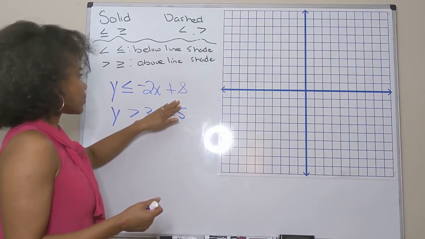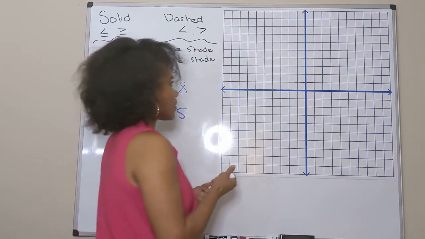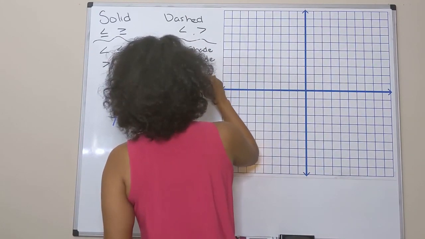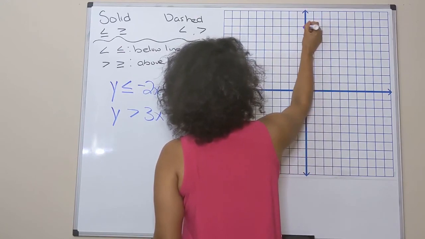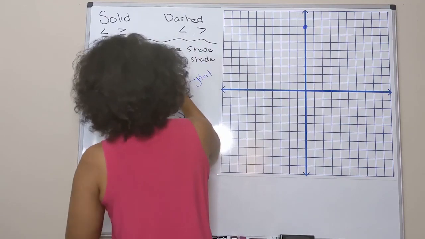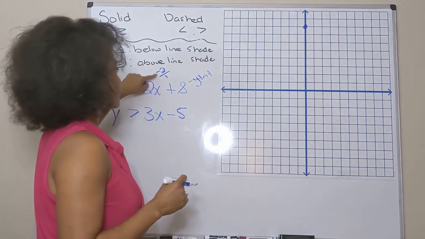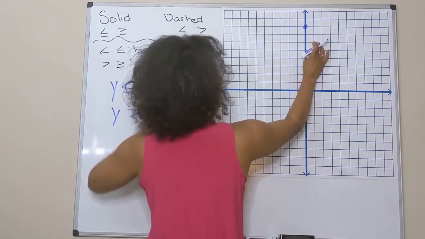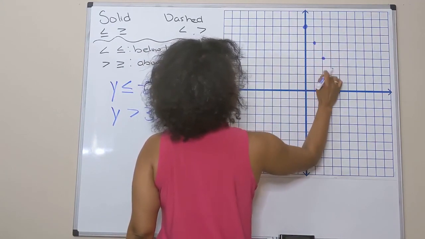So to graph this first one, y is less than or equal to negative 2x plus 8, I'm going to go up to 8 on my y-axis because that is my y-intercept. 1, 2, 3, 4, 5, 6, 7, 8, where my graph crosses the y-axis. Negative 2 is my slope, so I need a 1 underneath for my run. So negative 2 over 1. I'm going to go down 2, 1, 2, to the right 1. Down 2, to the right 1.